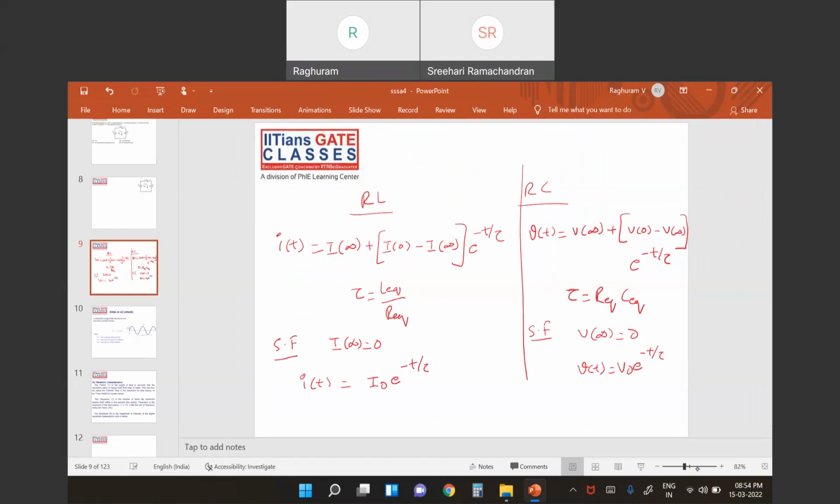Source free circuits, only two steps: find I naught and tau, or find V naught and tau. In case of with the source or a step response, you need to find I naught, I of infinity and tau, three steps. V naught, V of infinity and tau, three steps. So three steps in case of RC and RL circuits with step response, and two steps without any external source. Source free circuits, two steps. Able to hear me, right? Yes, sir. Okay.